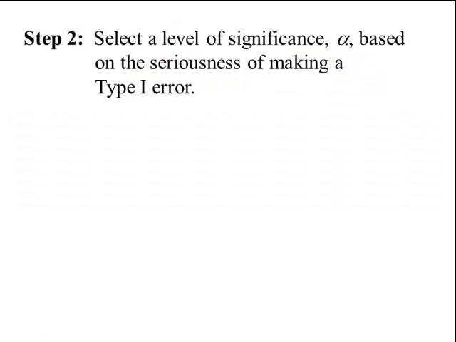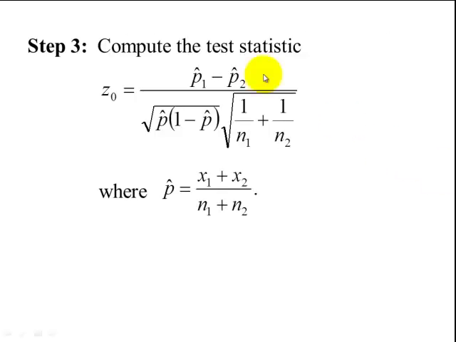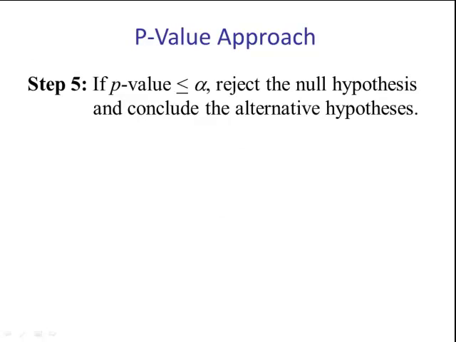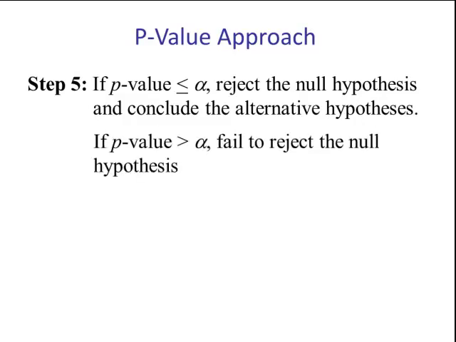Step number 2, alpha, or level of significance, and that is the probability of making a type 1 error. Step 3, the test statistic is given by this formula, and our p hat is this pooled estimate of p. Step 4, we can compute the p-value. Step 5, if the p-value is less than or equal to alpha, we will reject the null and conclude the alternative. Or if the p-value is greater than alpha, we fail to reject the null. Step number 6, just as before, we state the conclusion in English.